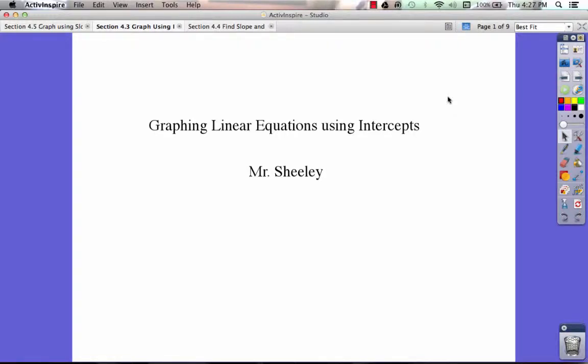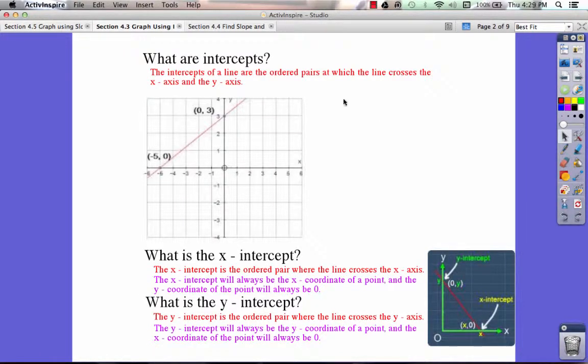Today's topic, we're going to talk about graphing linear equations using intercepts. What are intercepts? The intercepts of a line are simply the ordered pairs where the line crosses either the x-axis or the y-axis. So for example, we have this line here.